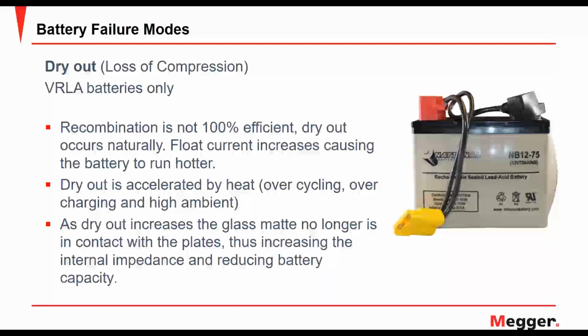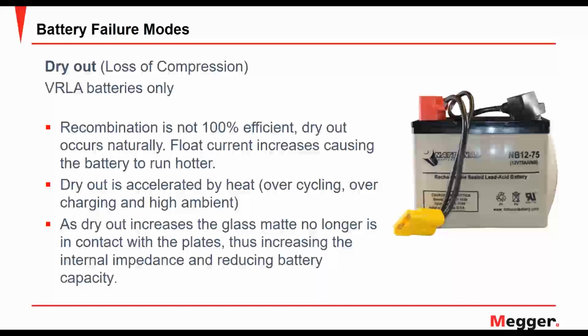You can detect it by seeing that the cell has expanded in size, and you can see it on the right side of the picture shown here. The important thing is that we do not accelerate this drying out by heat. That's why a temperature controlled environment for VRLA batteries is very, very important, not to accelerate this process in the cells.